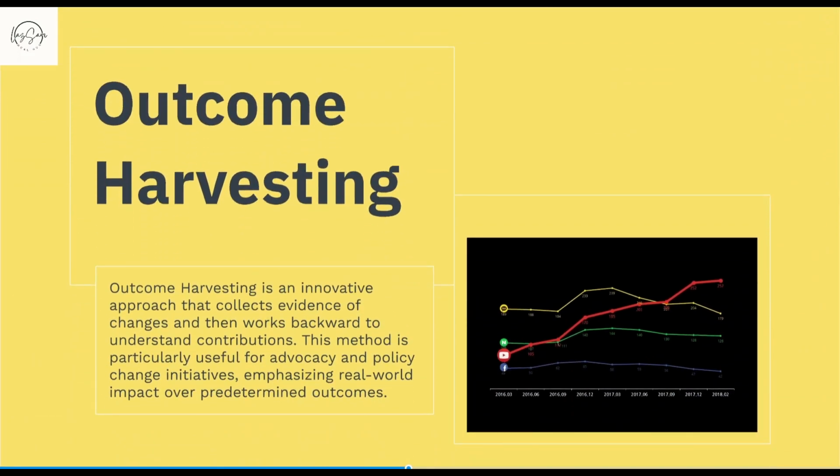Outcome harvesting. Outcome harvesting is an innovative approach that collects evidence of changes and then works backward to understand contributions. This method is particularly useful for advocacy and policy change initiatives, emphasizing real-world impact over predetermined outcomes.